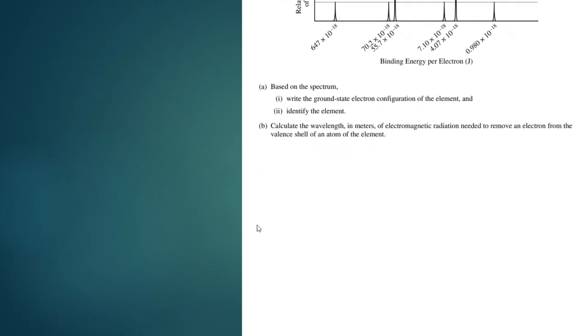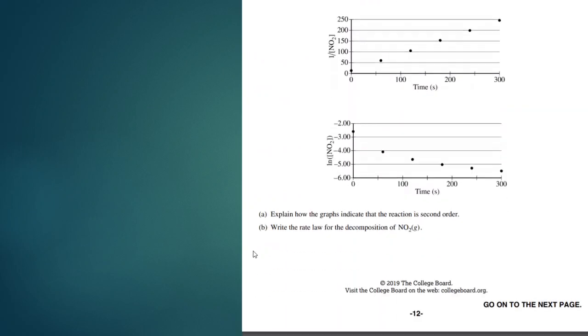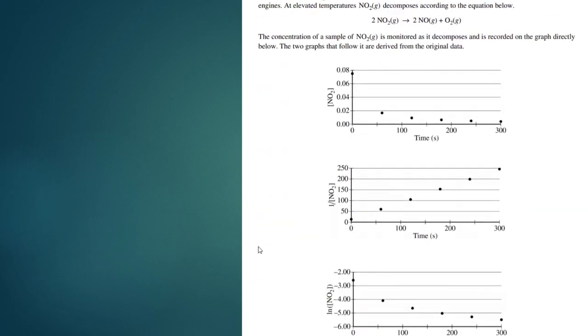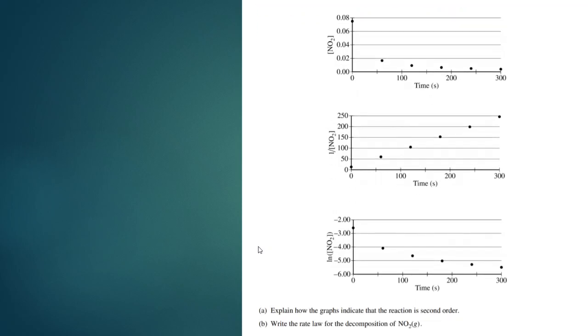Alright, question number 6. So we're almost actually finished. So we're talking about nitrogen dioxide. I'm given 3 graphs. Now, even though the question says it, you should recognize that I have a graph of concentration against time, 1 over concentration against time, and ln of concentration against time. Now, what exactly does this mean? Well, so I write down that this is talking about 6a. So 6a says, explain how the graphs indicate that the reaction is second order.